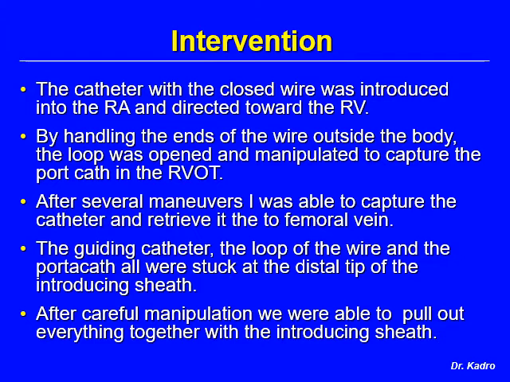By handling the ends of the wire outside the body, the loop was opened and manipulated to capture the portacath in the right ventricular outflow tract. After several maneuvers, I was able to capture the catheter and retrieve it from the femoral vein. The guiding catheter, the loop of the wire, and the portacath all were stuck at the distal tip of the introducer sheath. After careful manipulation, I was able to pull out everything together with the introducer sheath.